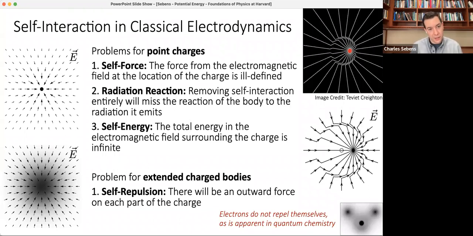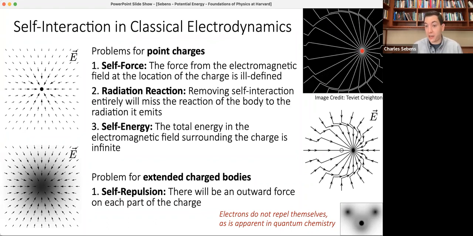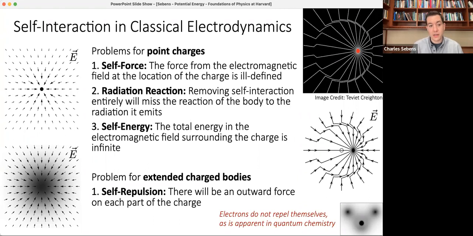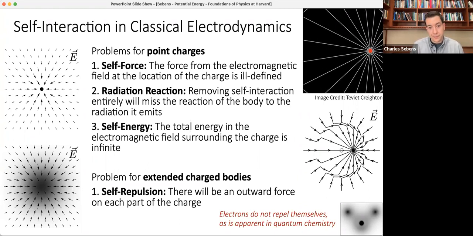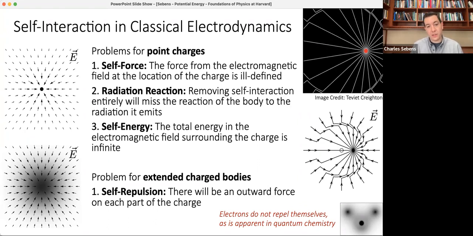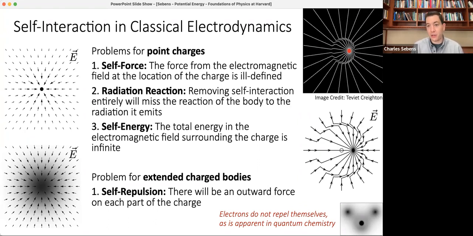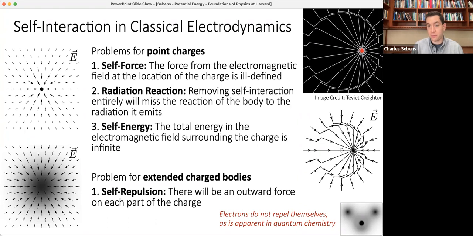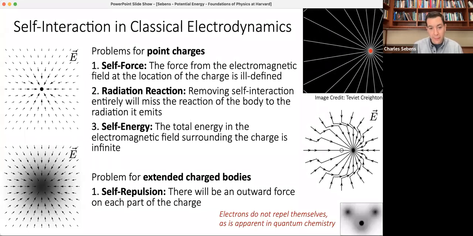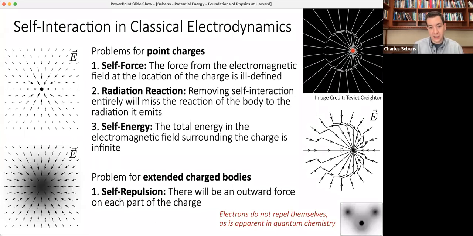If instead you're working with classical electrodynamics with spread out charges, with charge distributions, you don't face the same problems. You can include self-force, it's never infinitely strong. You can make sense of radiation reaction by looking at how those emitted electromagnetic waves move through the body itself and the forces they exert on their way out. So you can account for radiation reaction that way. And self-energy will be finite, not infinite.